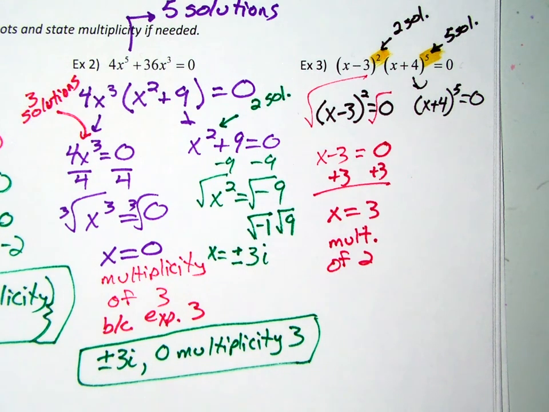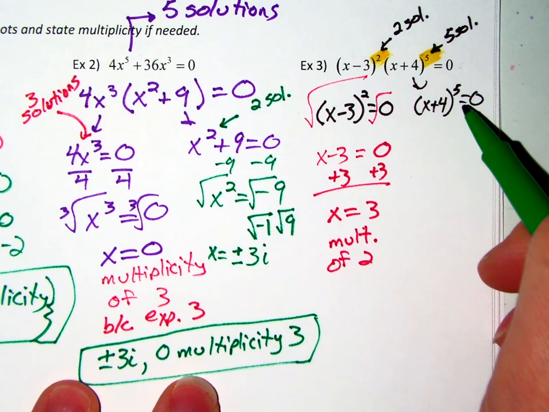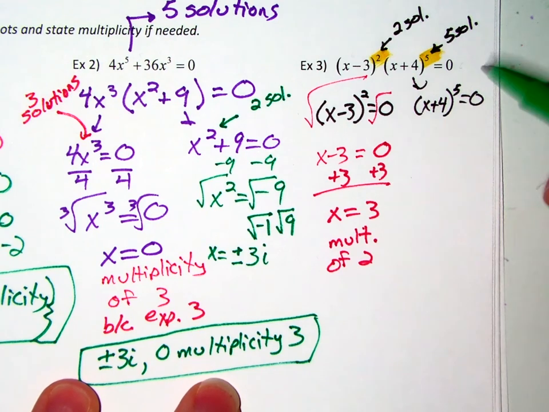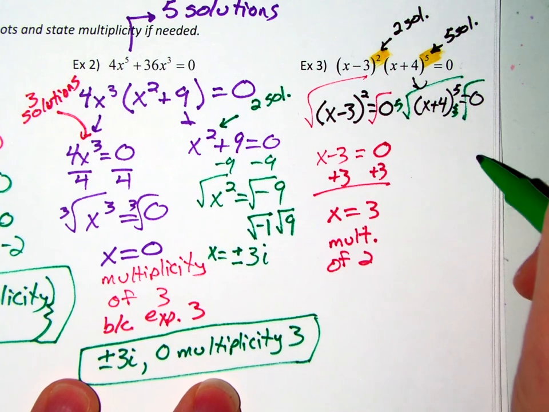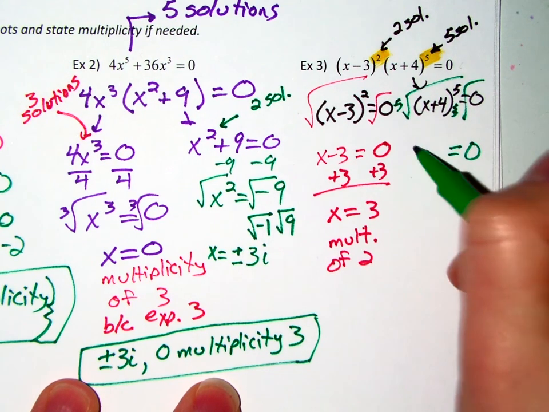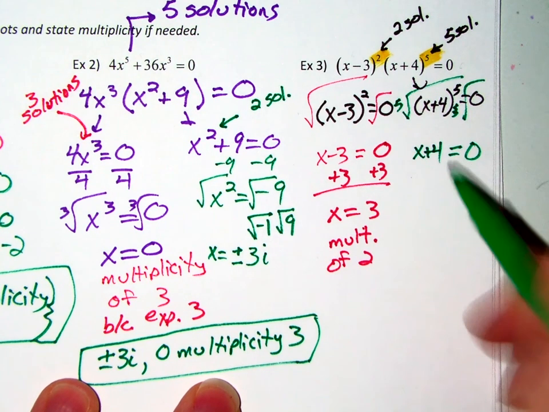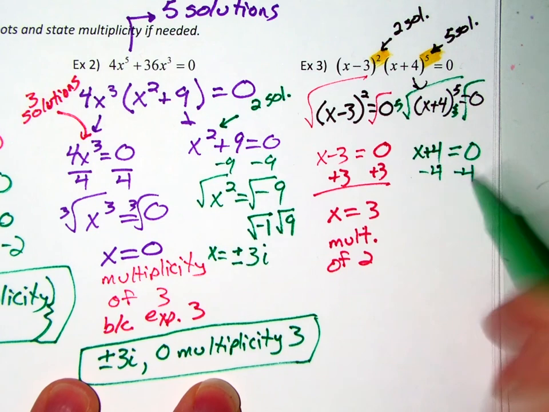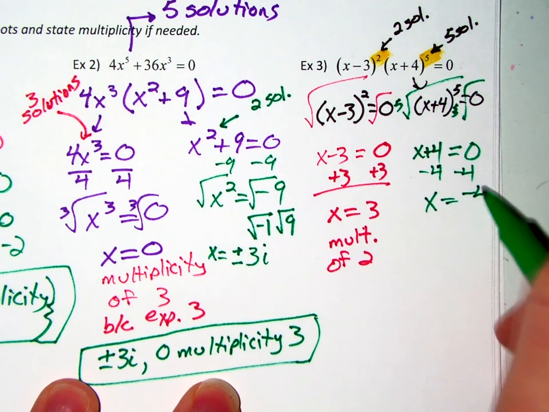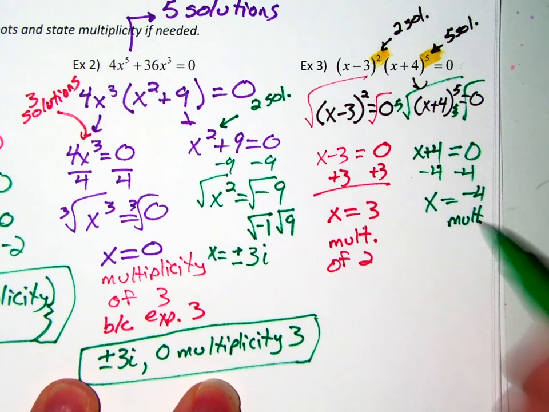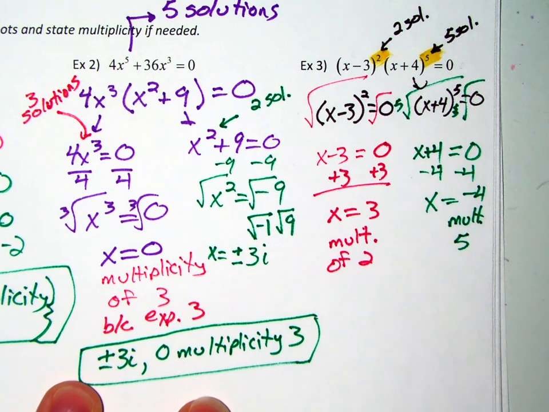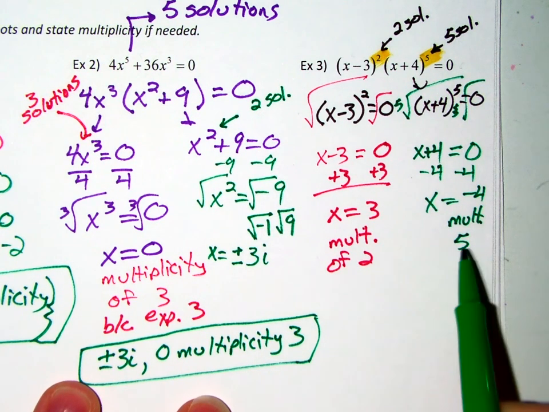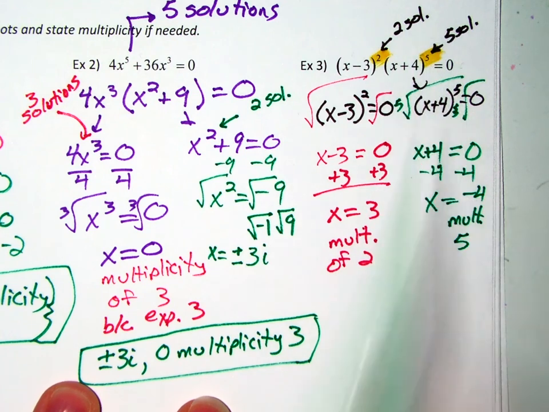Then I need to go ahead and look at the next one. This one's going to have a multiplicity of 5 because of that exponent of 5. So I'm going to take the fifth root of both sides, and the fifth root of 0 is just 0. So we have x plus 4 equals 0. We would subtract 4 and get x equals negative 4 with a multiplicity of 5 because this solution occurs 5 times based on that exponent. So 2 plus 5 gives me the 7 solutions that I would end up needing in total.